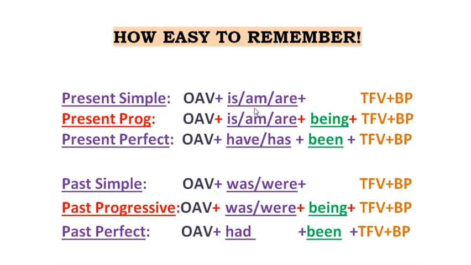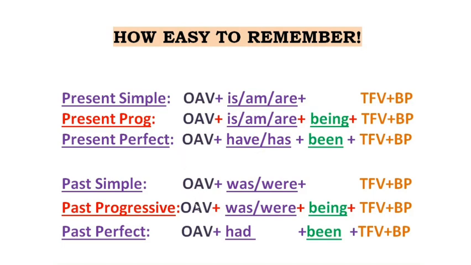In present simple, just is, am or are. In present progressive, two verbs: is, am or are plus being. In perfect, have or has plus been, two verbs. Okay, present tense is over. OAV first, last TFV plus BP. One verb in present simple, two verbs in present progressive, two verbs in present perfect. There is no passivization in present perfect progressive form.